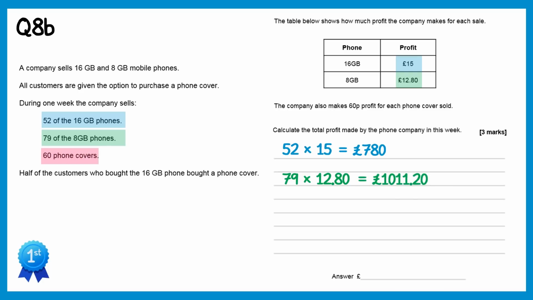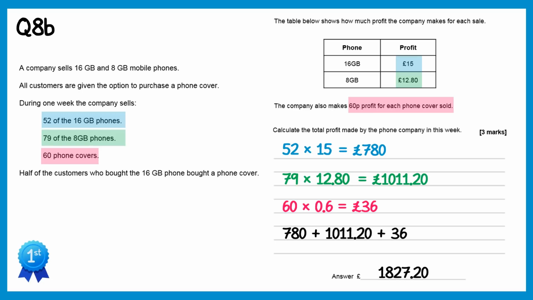Finally, the phone covers. There are 60 phone covers, and each one of those gets you 60p profit. So we do 60 times 60 pence, which gives you £36. If you then add all three of these numbers together, you'll get the total profit, which comes out at £1,827.20.